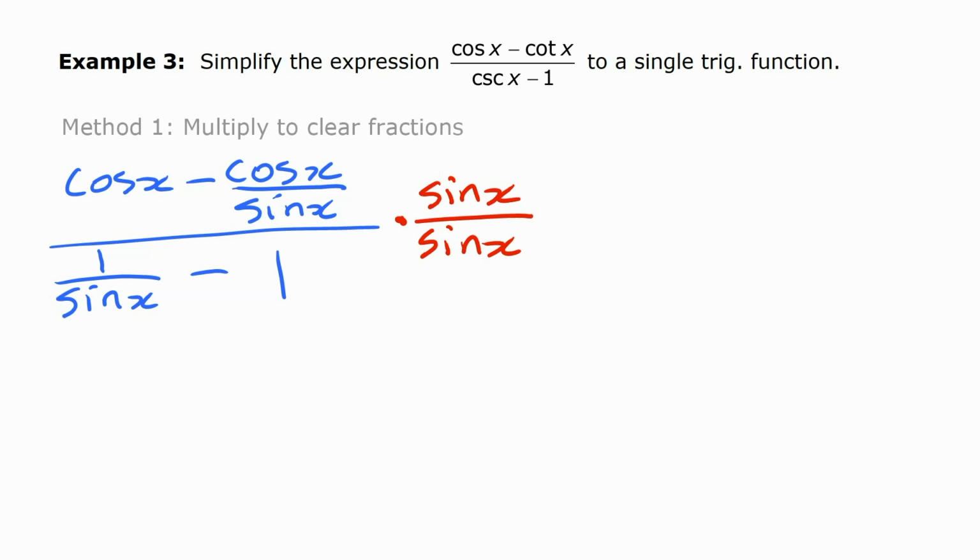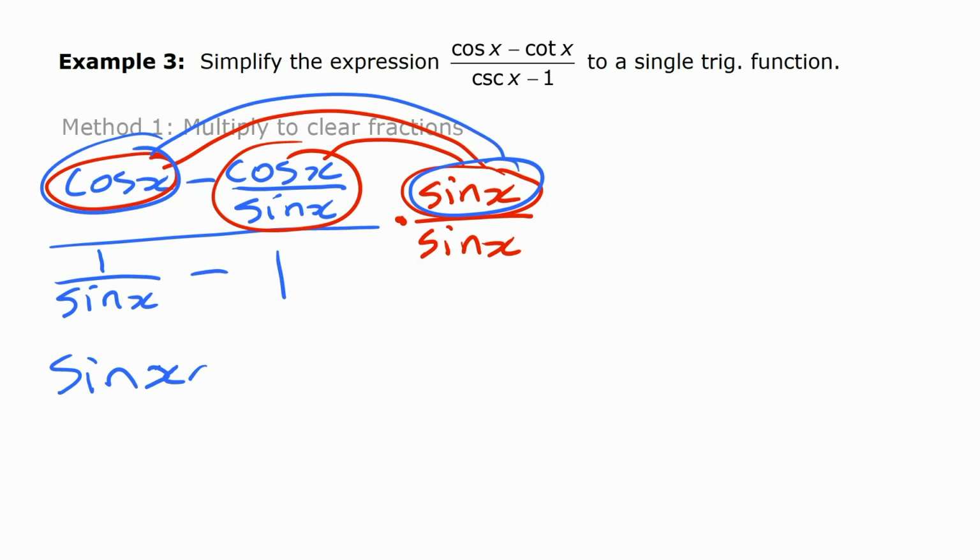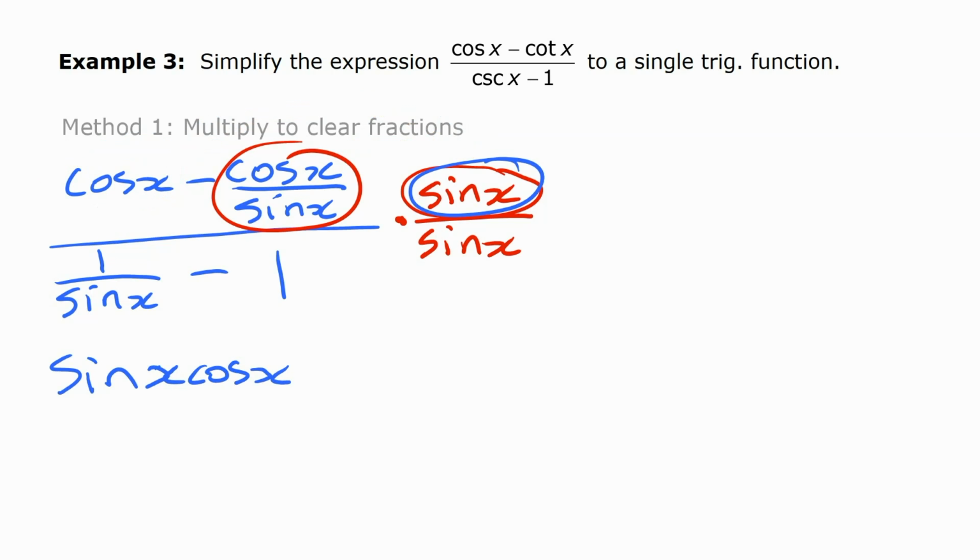The reason that works, you'll see here, is on the top, for example, if I multiply sine times both of these terms, what I'm going to get is sine times cosine is just sine x cos x. I'm just going to write it like that. All right, that was that first thing. And then if I do the second part here, sine times cos over sine, the sine actually cancels. Multiplying by this on the top cancels out that sine, so what I just have is cos x.